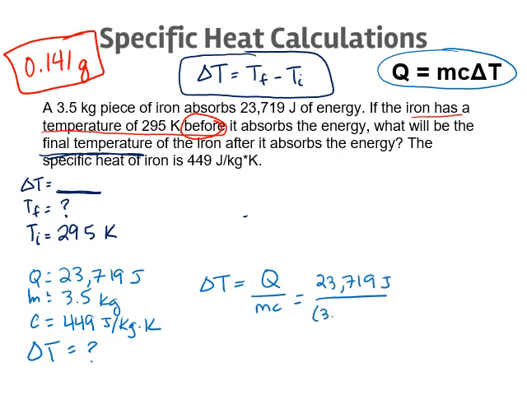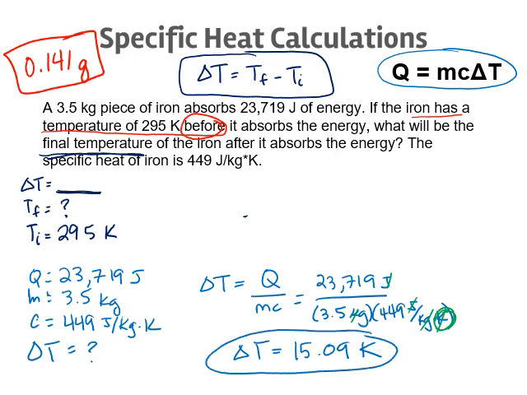Divided by 3.5 kilograms. Again, always make sure you're writing down your units, guys. That's how you catch yourself. Times Kelvin. In terms of our units, Kelvin is actually going to be our unit left by itself because we're solving for temperature. Kilogram cancels out with kilogram, joules cancels out with joules. This is going to give us a change in temperature value of 15.09 Kelvin.